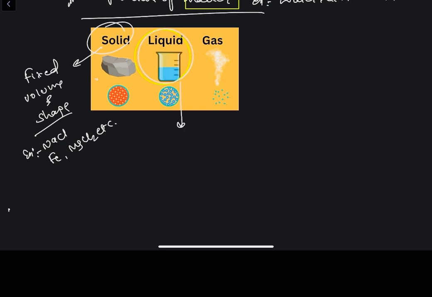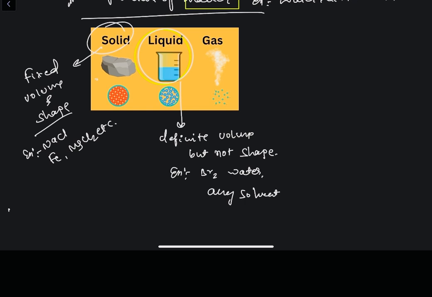When it comes to the liquid, the arrangement of particles is a little bit loosely held, and the constituent particles are close together with no regular arrangement, and they acquire the shape of the container in which it is kept. So based on that we can say that they have a definite volume but not shape. Example, bromine, water, any solvent which is in liquid state, etc.